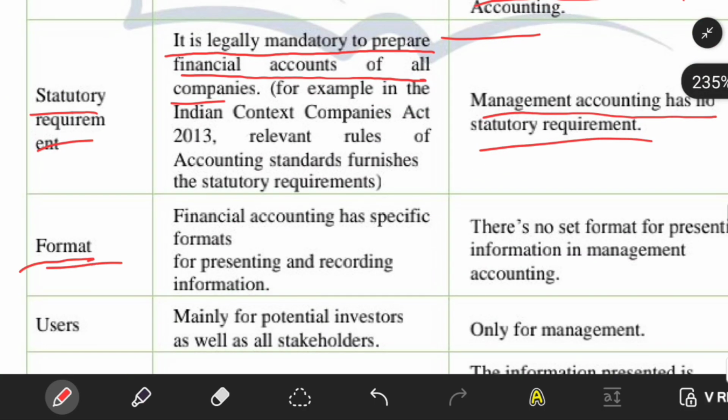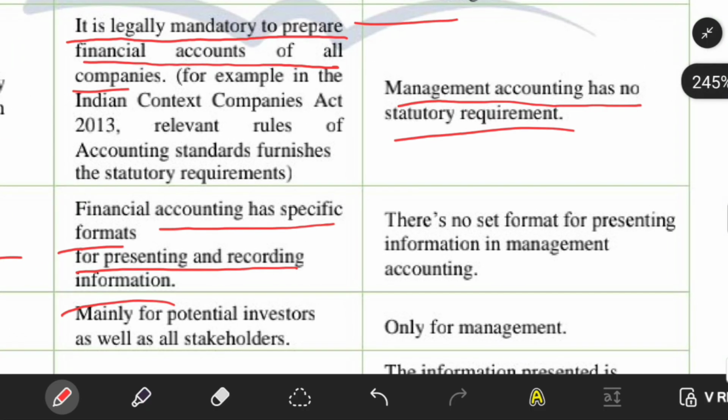Next is format. Financial accounting has a specific format for presenting and recording information. That is, financial accounting follows standard formats and rules like Schedule 3 of the Companies Act, accounting standards, etc. Whereas in management accounting, there is no set format for presenting information. Management accounting has no fixed format. That is, managers can design any report as per their needs.